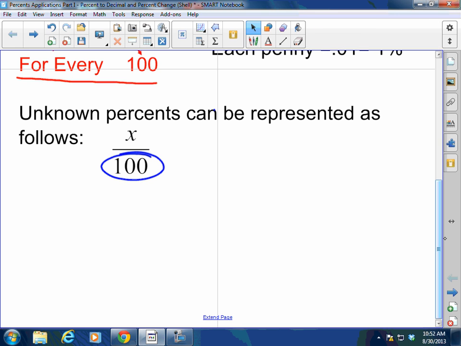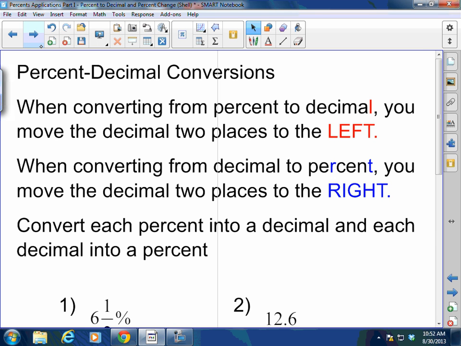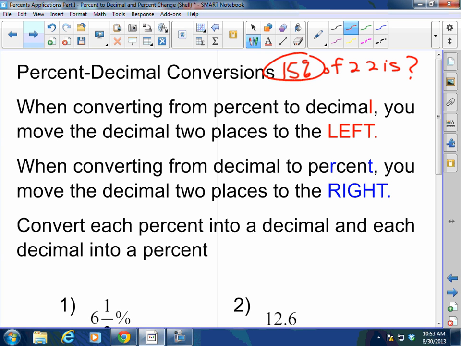Now, let's talk about that whole percent to decimal conversion. You're never really going to work with percents. When I tell you 15% of 22 is what number? Well, you're not going to work with 15% in the percent form. You're going to work with 15% in the decimal form. So what this is really going to turn into is 0.15 of 22 is what number. And now I can actually do the math. So let's talk about these conversions.